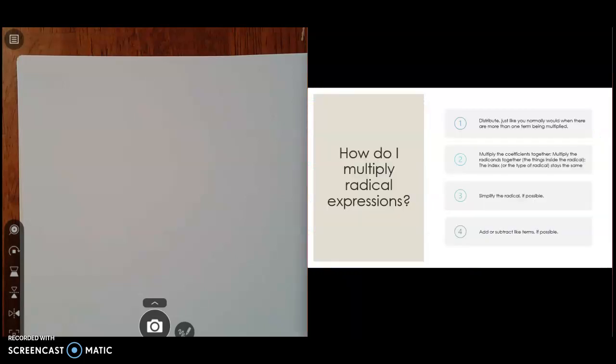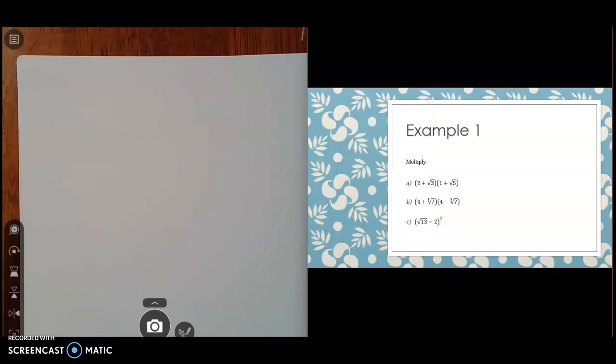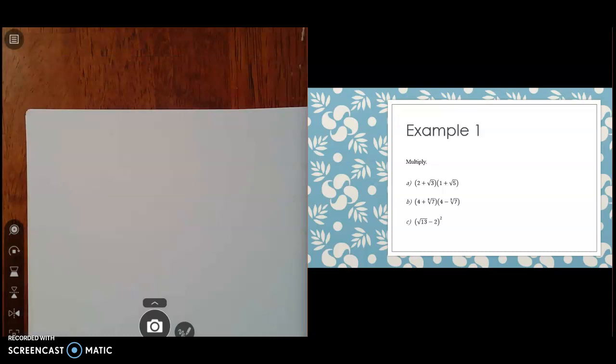So, how do you multiply radical expressions? Let's start there. First thing you'll do is just distribute like you normally would when there's more than one term being multiplied. When you multiply radicals, you multiply the coefficients together, that's the number outside, and then multiply the radicands together, that's the thing on the inside. The index or the type of the radical stays the same. So it's outside times outside, inside times inside. Then you'll simplify the radical if you can, and then you'll add or subtract like terms if you can. So let's try a few of these.